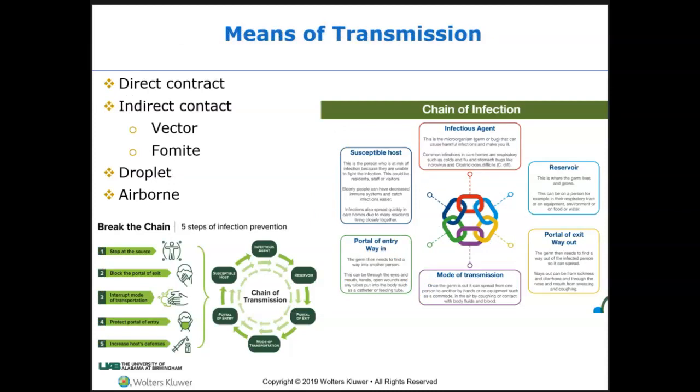Means of transmission. The term modes of transmission refers to how an infectious agent, also called a pathogen, can be transferred from one person, object, or animal to another. Direct mode of transmission involves direct body surface to body surface contact and physical transfer of microorganisms between an infected person or even a colonized person to another person by touch. So again, you either have an infected person that's transmitting that pathogen to another person by touch, or you have a person who has the colonized pathogen in their body.